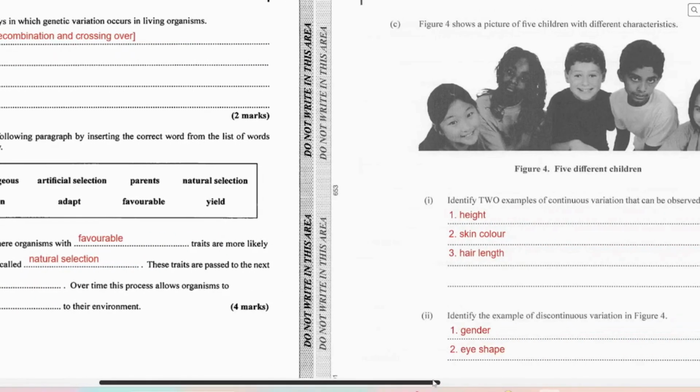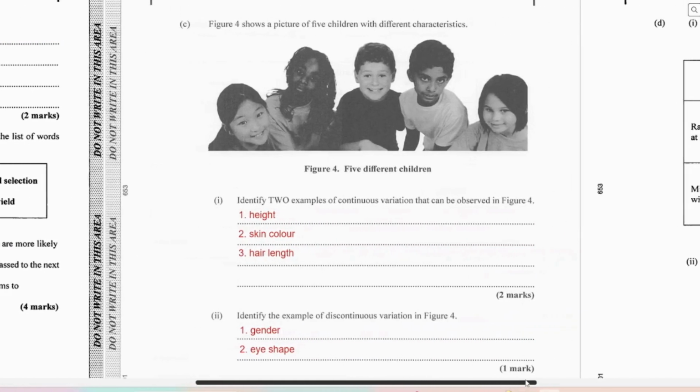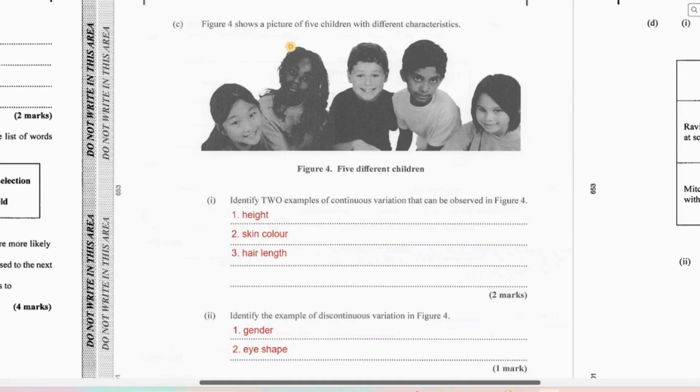So now we move on to part C. So figure 4 shows a picture of 5 children with different characteristics. 1. Identify 2 examples of continuous variation that can be observed in figure 4. To be able to identify this, we first need to be able to recall what is continuous variation. So when it comes to variation, we have 2 types. You have continuous and discontinuous variation.